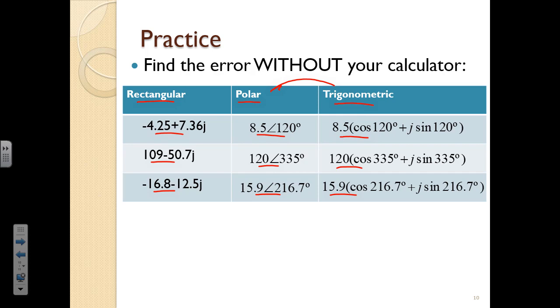You don't need your calculator to find this. I just want you to look at each value and see if you can find the mistake that's up here. Go ahead and pause the video, look this over and see if you can spot it. I'll reveal it and we'll discuss it in just a minute.